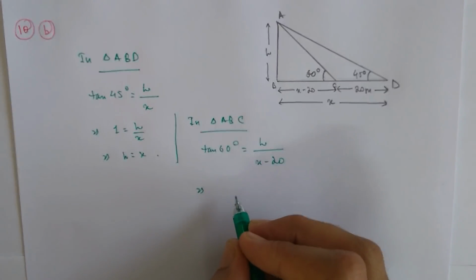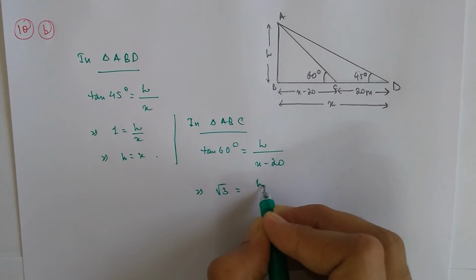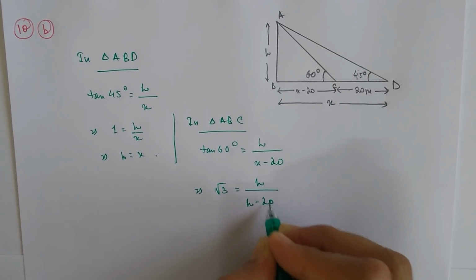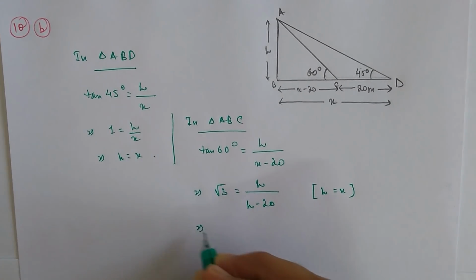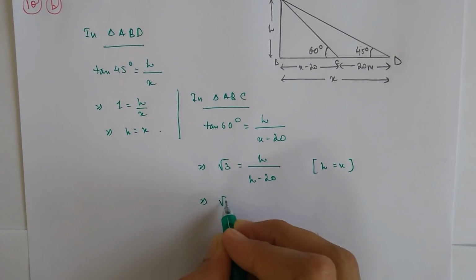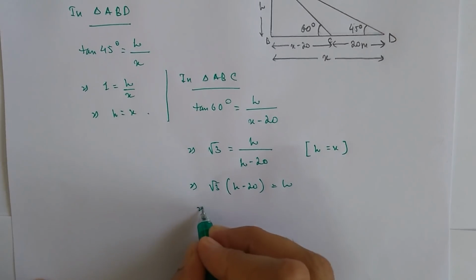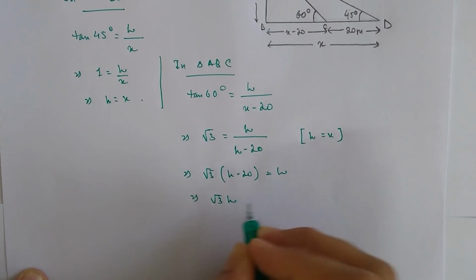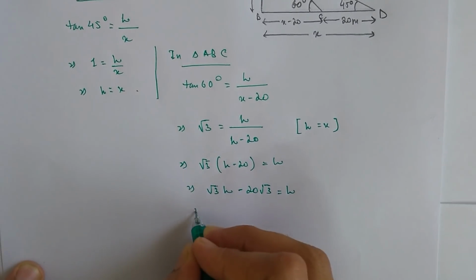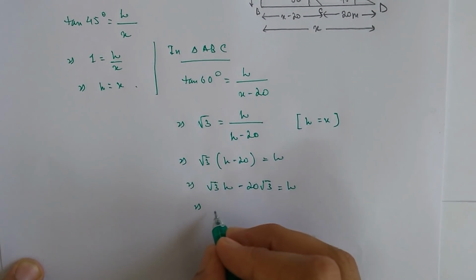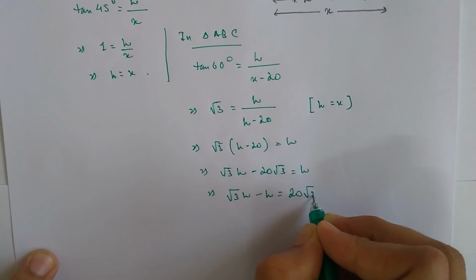I hope you know the value of tan 60 degree, which is root 3. This will be equal to h divided by h minus 20, because we have calculated that h is equal to x. So what do we get? We cross multiply it. Root 3 into h minus 20 is equal to h. Therefore, root 3h minus 20 into root 3 is equal to h. Therefore, this will come over here, this will go over there. What do we get? Root 3h minus h is equal to 20 root 3.